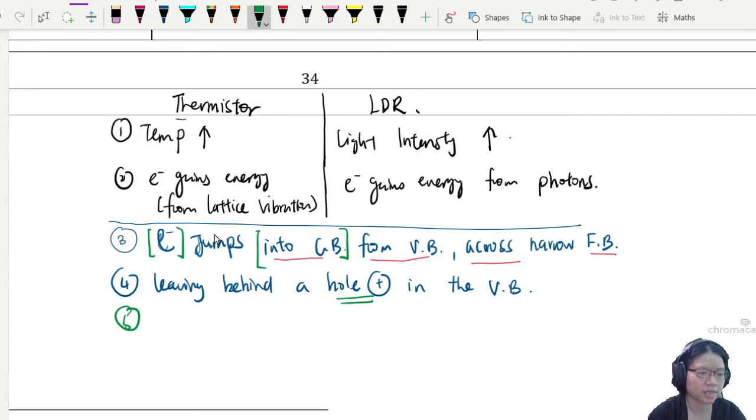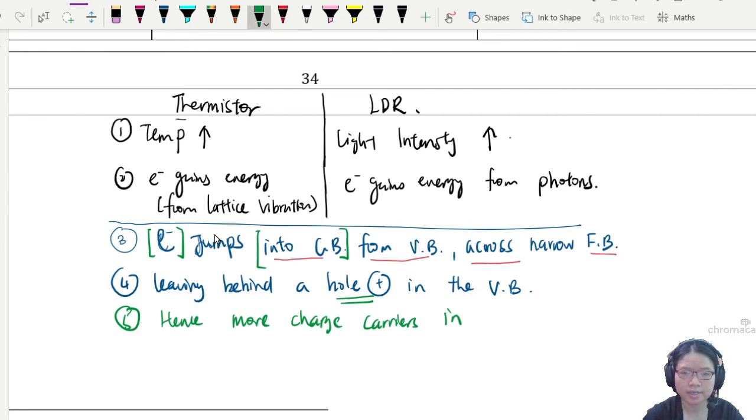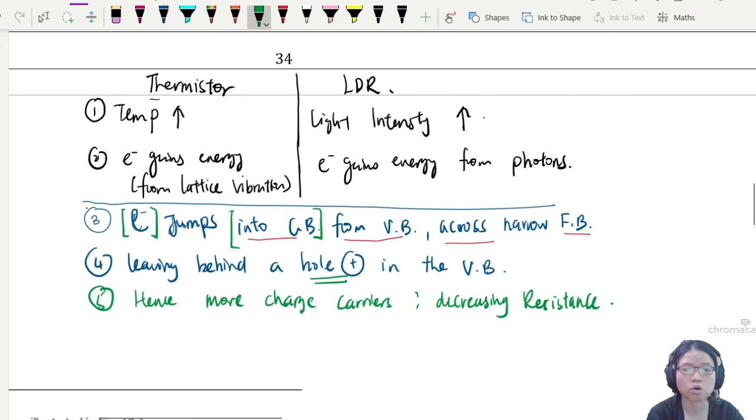So number 5, you can say that hence there are more charge carriers, or exist, just more charge carriers. Okay, so because of this, decreasing the resistance of the material. Oftentimes they will ask you what is the effect on the resistance. This is the conclusion: decreasing the resistance of the material.